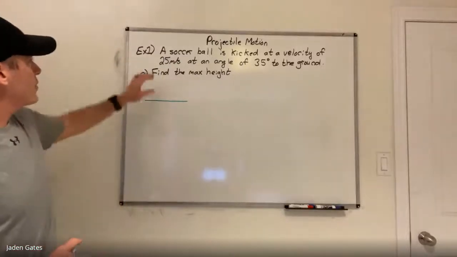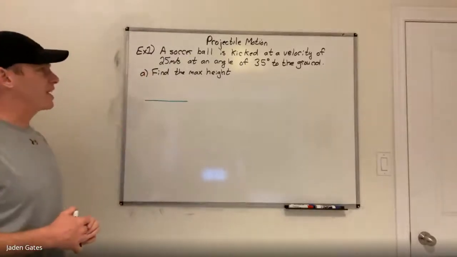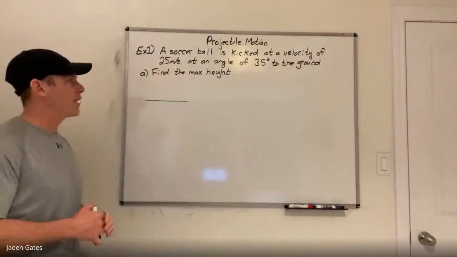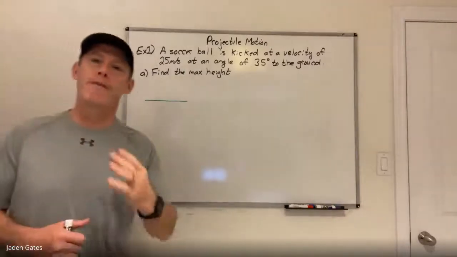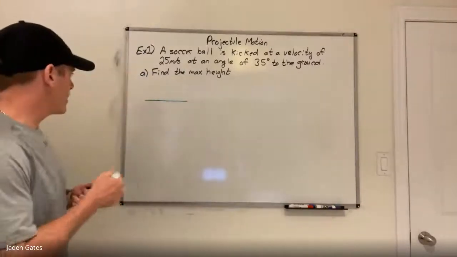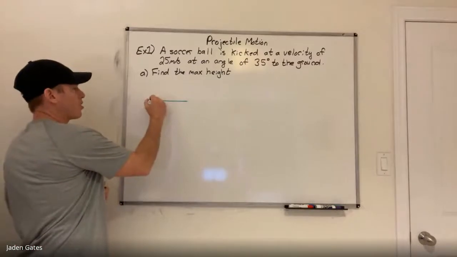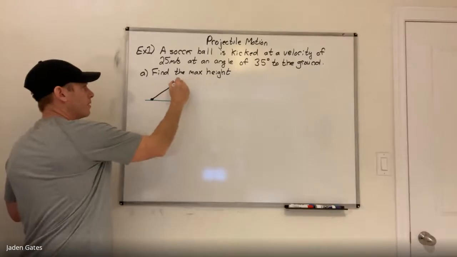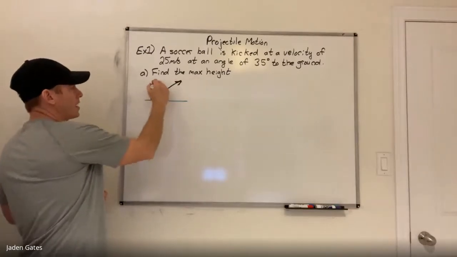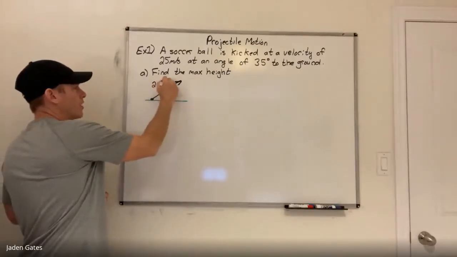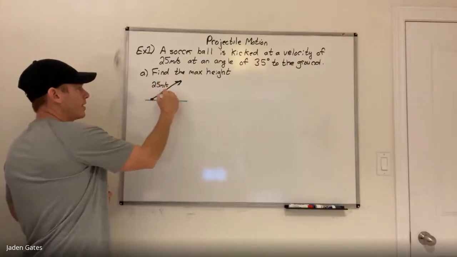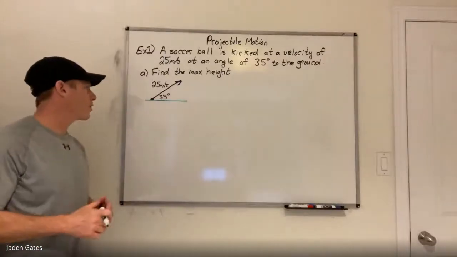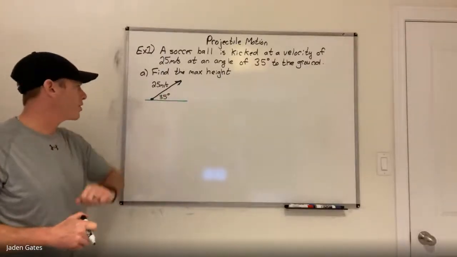And so we have a situation here. A soccer ball is kicked at a velocity of 25 meters per second at an angle of 35 degrees to the ground. We want to find the maximum height. This is two-dimensional motion because we have a soccer ball that's being kicked. It has a magnitude, or a velocity, of 25 meters per second, and the angle here is 35 degrees with the ground. I've got my ground here in a green line.